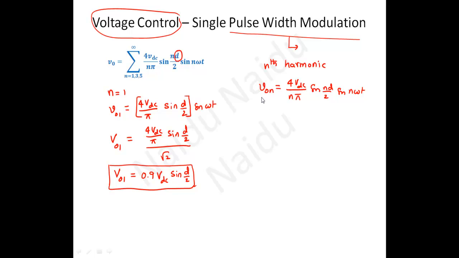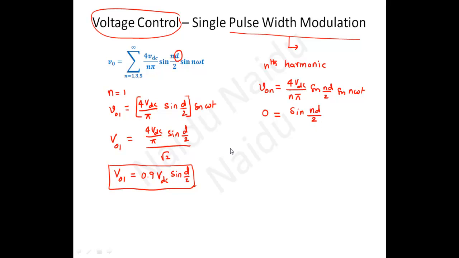Assume you want to eliminate the nth harmonic from the output. In that case, we need to make this 0. This is a constant, it will not be 0. This is a time quantity, it can never be 0 continuously. It will be 0 only at some occasional points. That's why this will not be 0 permanently. Then the remaining thing is sine nd by 2.